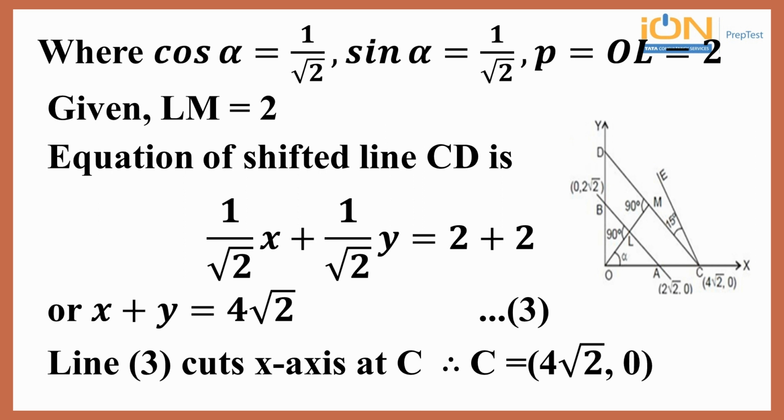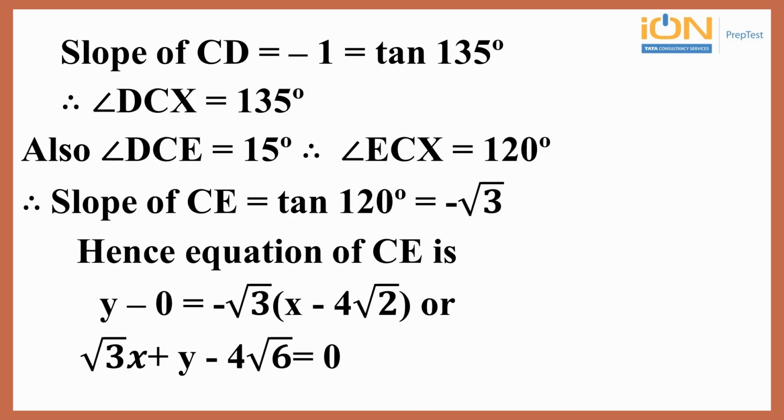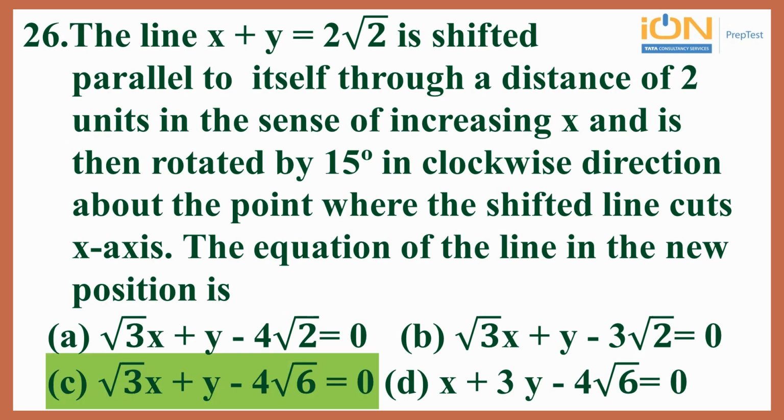Clearly the line CE makes an angle 120, because previously the CD line was making an angle 135. After rotation through an angle 15 degrees in the clockwise direction, now the angle ECX turns out to be 120. Therefore, the slope of CE is tan 120, which is equal to minus root 3. Hence, the equation of the line CE using the point slope form, we have root 3x plus y minus 4 root 6 is equal to 0. And the right option is option C.